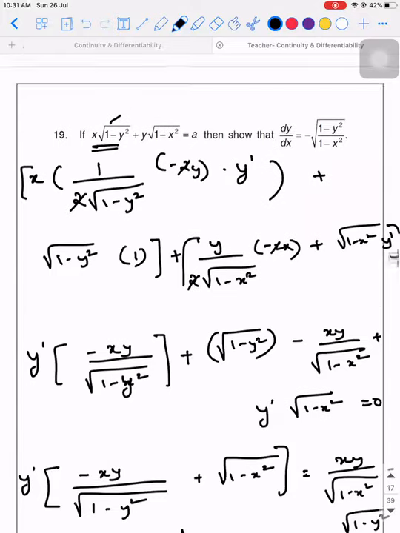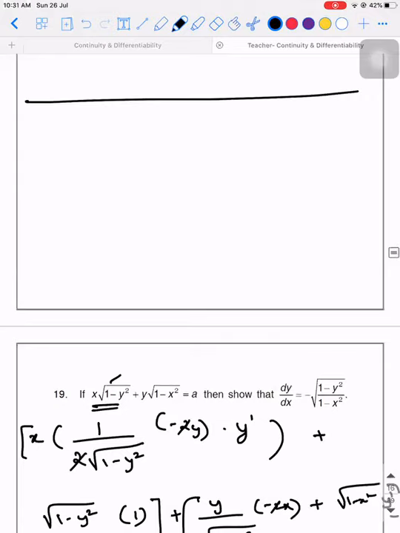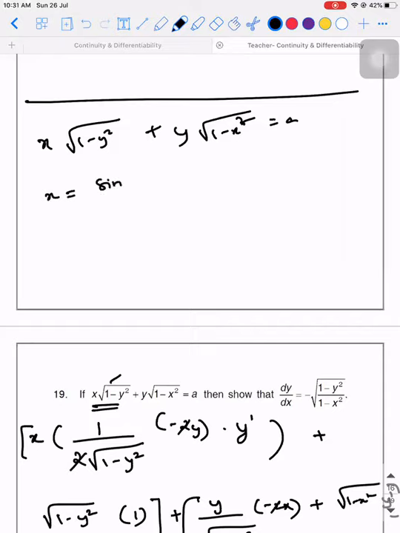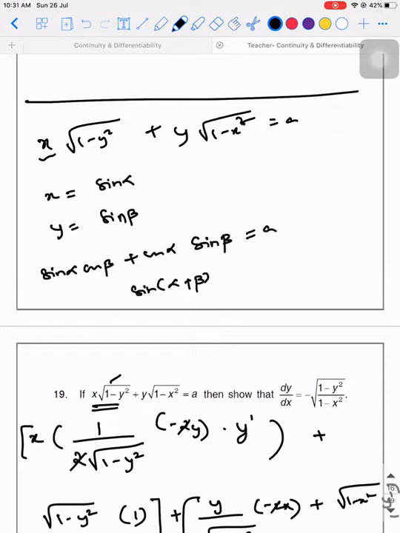Here you had two variables. I think this also can be solved. Just a minute. x into root of 1 minus y square plus y into root of 1 minus x square is equal to a, right? So what can you do? You can take x is equal to sine alpha, y is equal to sine beta. If you take it like this, then what do you get? So x is how much? Sine alpha cos beta plus cos alpha sine beta is equal to a. So sine of alpha plus beta is equal to a.